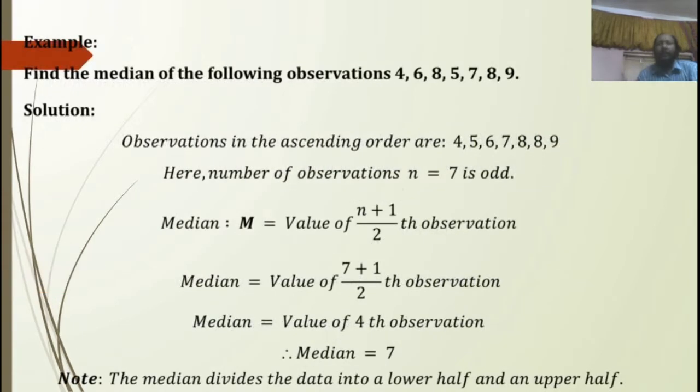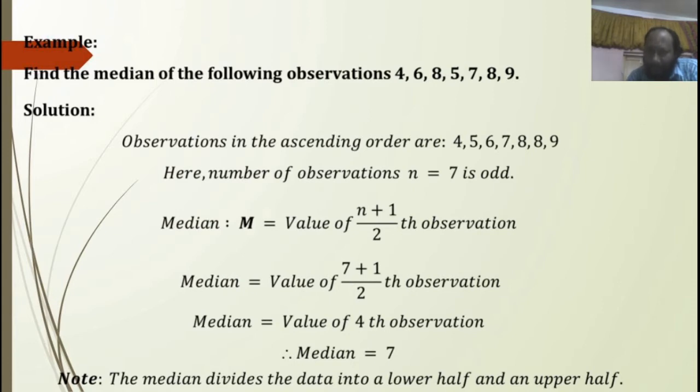Next is an example. Find the median of the following observations. The numbers are 4, 6, 8, 5, 7, 8 and 9. First we arrange the numbers in ascending order. The order is 4, 5, 6, 7, 8, 8 and 9.